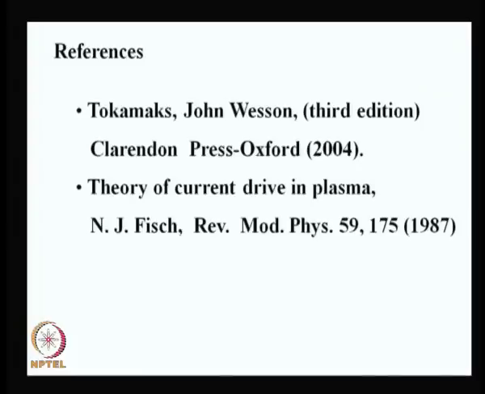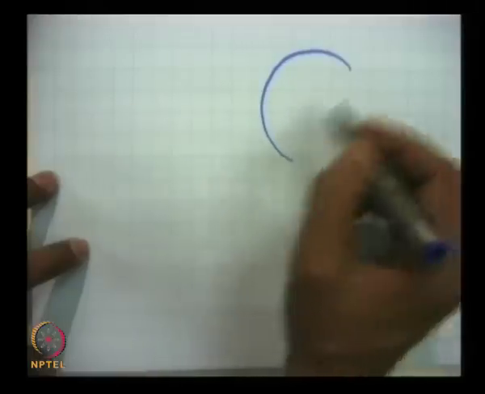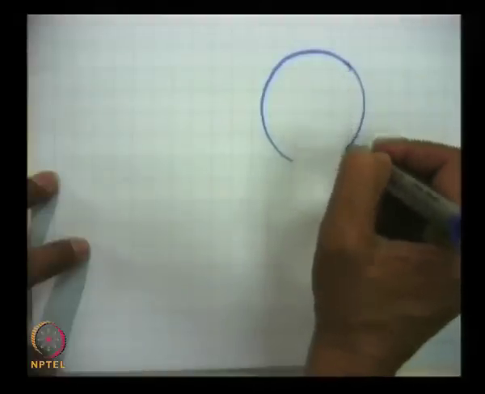My presentation will be primarily based on a book by John Wesson, Tokamaks, and I will also refer to an article by Anne Fish, Theory of Current Drive in Plasma, published in Reviews of Modern Physics. Let me begin with the basic configuration of a tokamak, which looks like this.